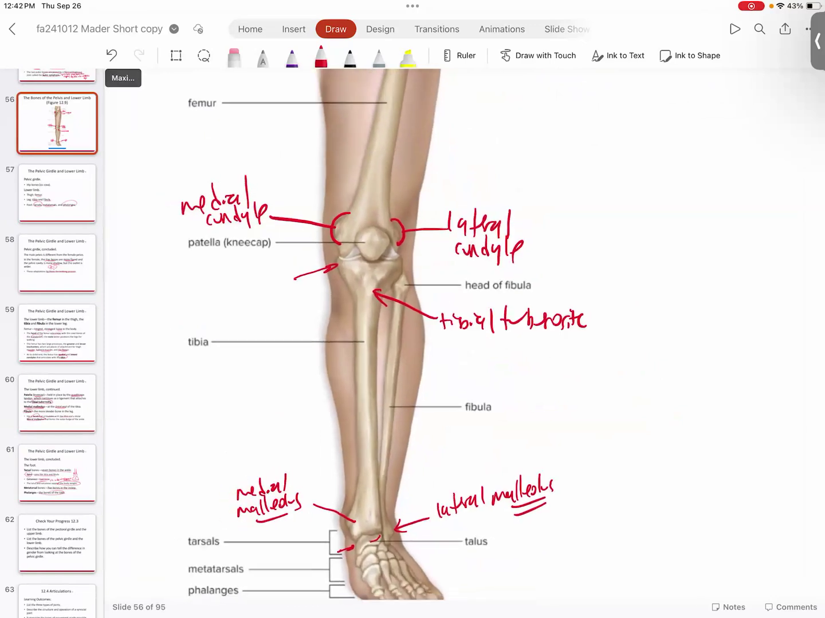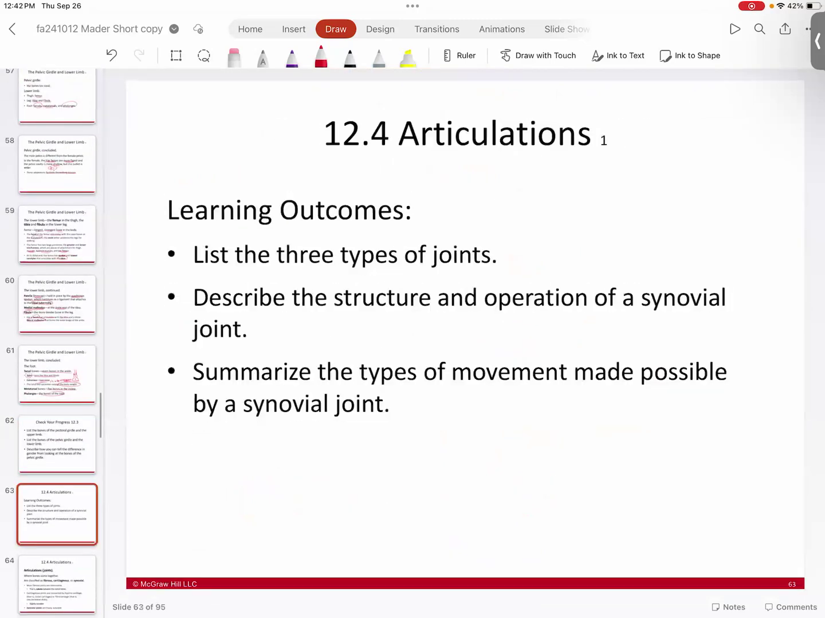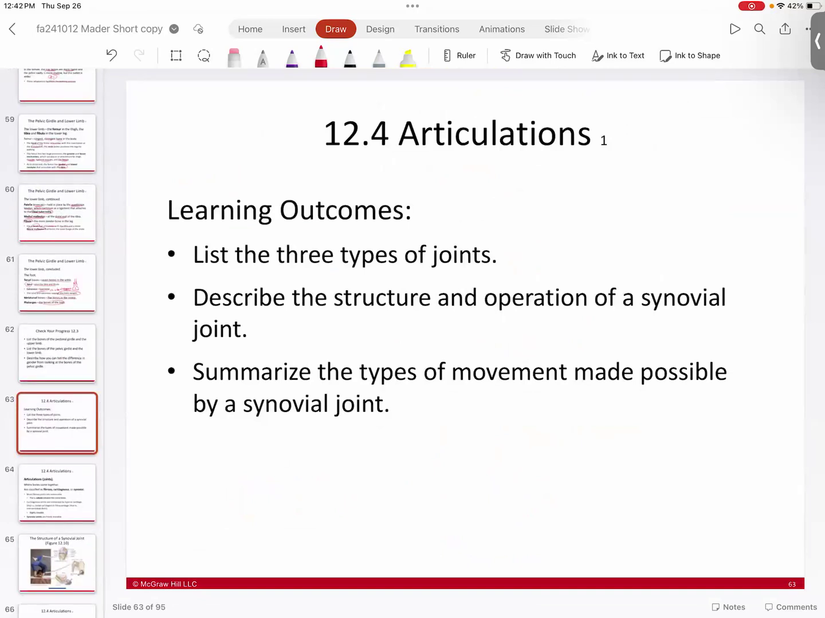Those would be your metatarsals here, and then your phalanges here. Okay. Now let's take a look at articulations.